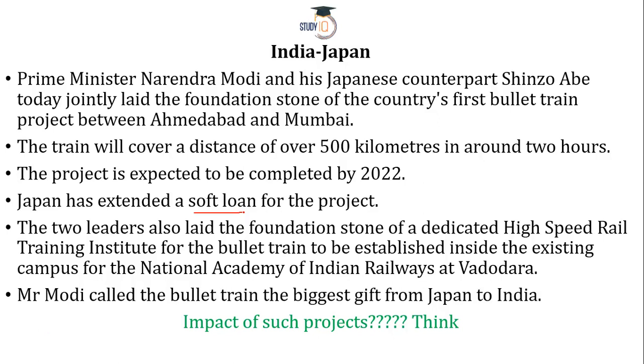The other thing is the Alang shipyard. You might have heard about Alang. It is located in Gujarat, and this place is known for ship breaking. It is the world's biggest ship breaking yard. But the good thing is that now it is going to be one of the biggest ship building yards as well, right? So we would be building ships over here.